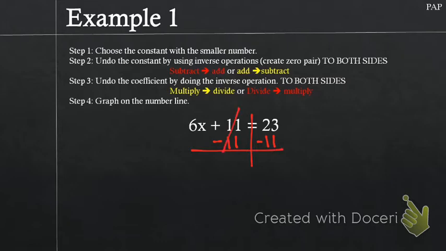Okay, 0 pair, so I'm going to bring down my 6x, and then I'm going to subtract 3 minus 1 is 2, 2 minus 1 gives me 12. We're going to undo our coefficient, so the number in front of the letter, by doing the opposite operation. This is 6 times x, our inverse is to divide. So I'm going to divide 6 to both sides. 6 divided by 6 gives me my 1x. 12 divided by 6 gives me 2.